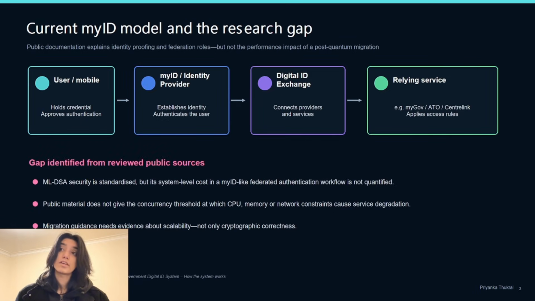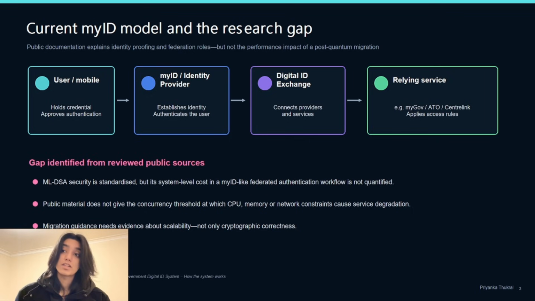Now, what does the current myID system look like and what are the research gaps? The public domain explains identity proofing and federated roles, but not the performance impact of the post-quantum migration. They have the user's mobile, the myID which verifies the user's identity, then the digital ID exchange that connects those services to the actual relying services we want to access, like myGov.